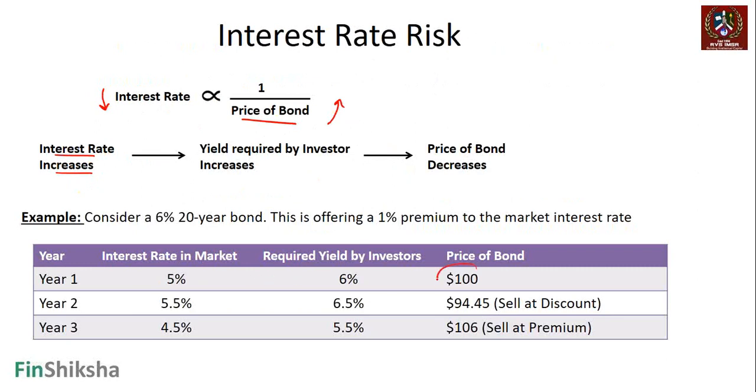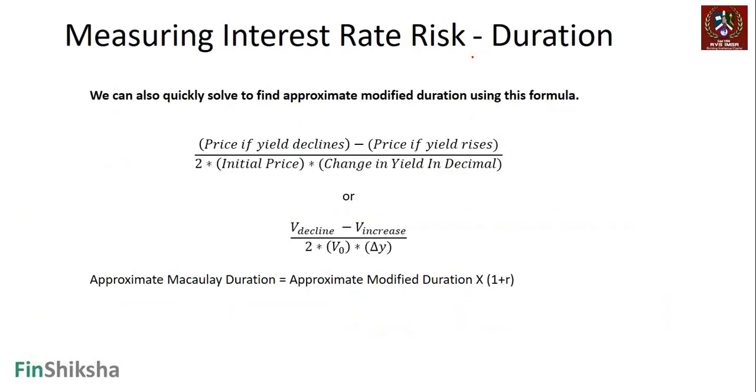So if we have the price of the bond as 100 and the yield required by investors as 6%, if the yield goes up, then the bond price will fall. If the yield goes down, then the bond price will go up, right? So there is a risk in terms of how the interest rate transmission plays, and this risk is basically denoted by this term called duration.